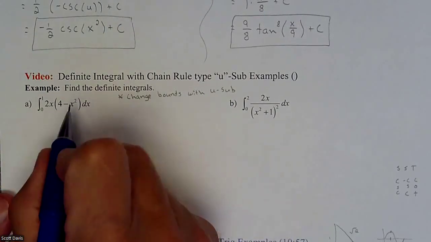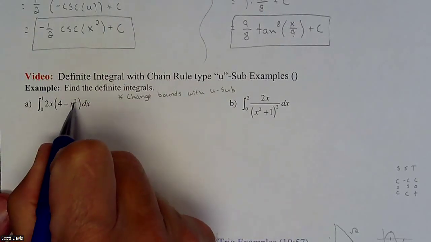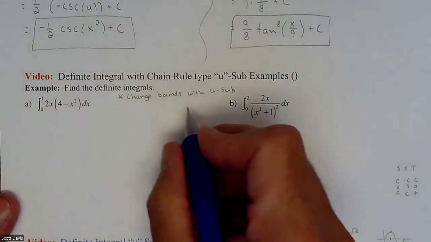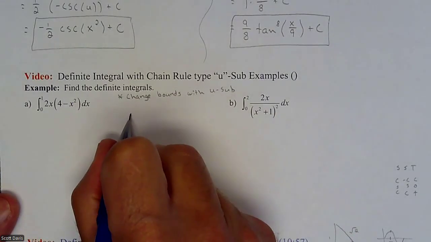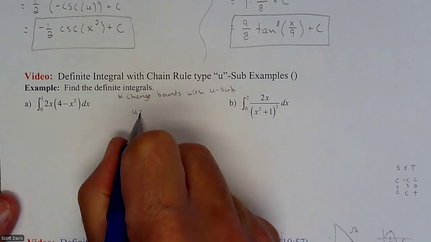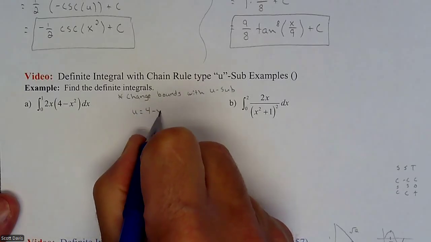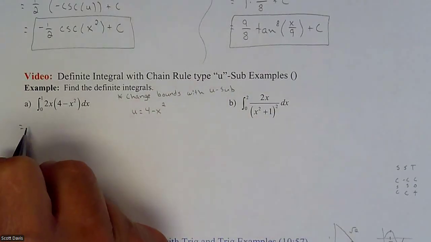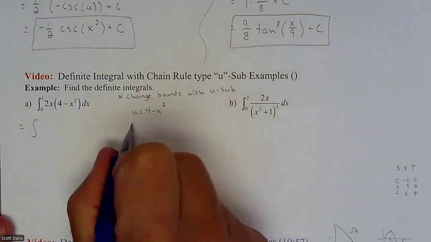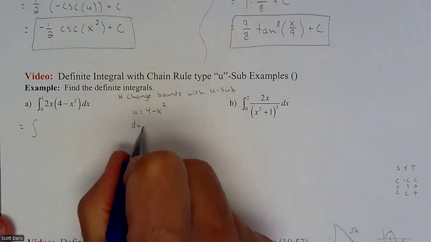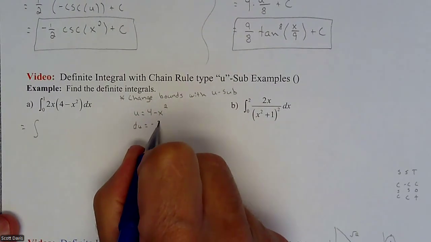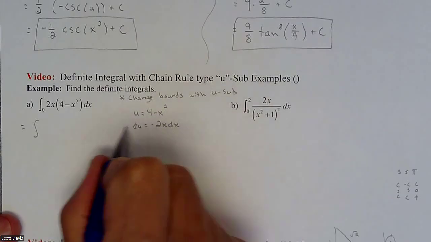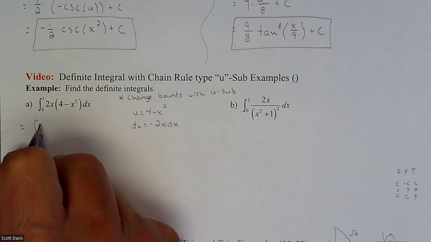So first thing I want to recognize is that this is my inside piece. If I do the derivative of x squared, I'll get an x. I'll in fact get 2x. And so my u, the way it sits right now, is going to be 4 minus x squared, right? So I will be rewriting this in my du. Let me work through this a little bit. It is negative 2x dx.